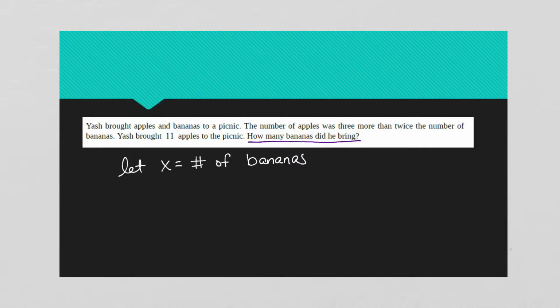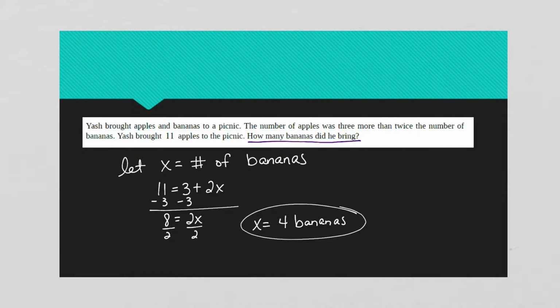Alright, it also says that the number of apples was 3 more than twice the number of bananas. And we know that the number of apples that he brought was 11. So this is the equation that we're going to solve. So I'm going to subtract 3 from both sides. I get 8 is equal to 2x. Divide by 2. x is equal to 4. So he brought 4 bananas to the picnic.